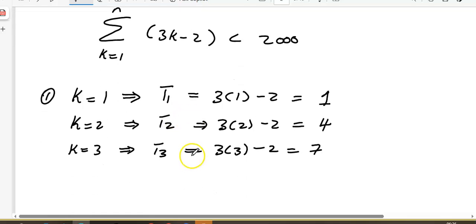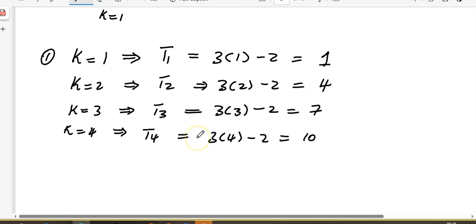So let's try and find the last term. If k is 4, this will give us t4. Where there's k, we put 4. Punch it on the calculator, get 10. So now, Mungi, we have our sequence, which is 1, 4, 7, and 10.